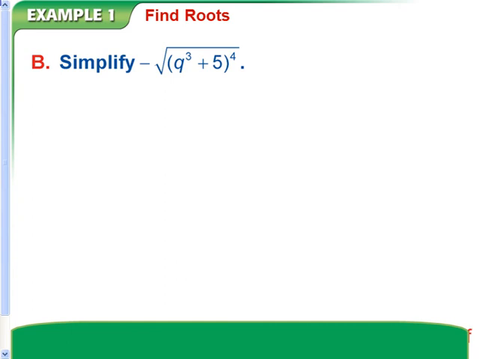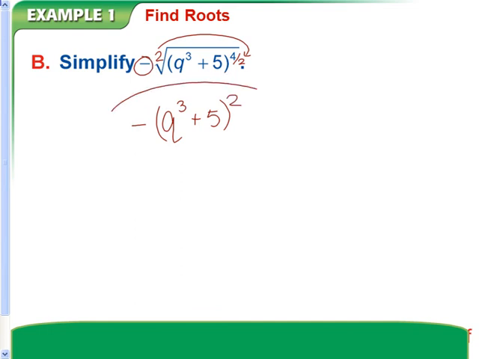Okay, next example. And so we've got minus. It's going to tell us that the answer is going to be minus. This is a square root, so what it's going to do is come over here and cut this in half. So really what you're going to have is q to the 3rd plus 5 raised to 4 divided by 2, which is 2. There's our answer.